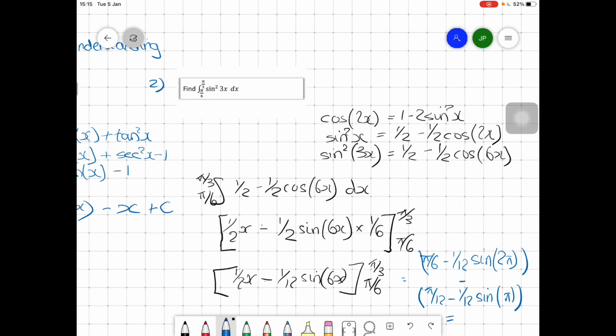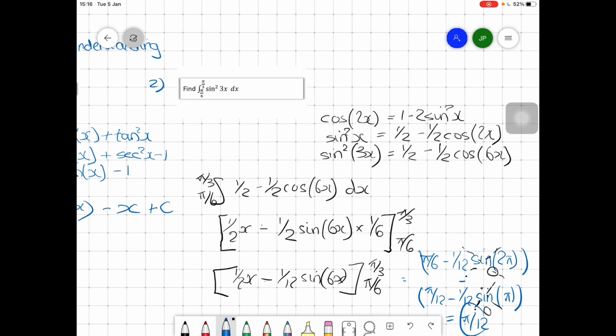So, simplifying this, well, sine of 2 pi gives me an answer of 0. Okay, so that means this whole thing is going to disappear. Sine pi gives me an answer of 0. So again, this bit's going to disappear. So all I'm left with is pi over 6 minus pi over 12. I get my final answer of pi over 12.